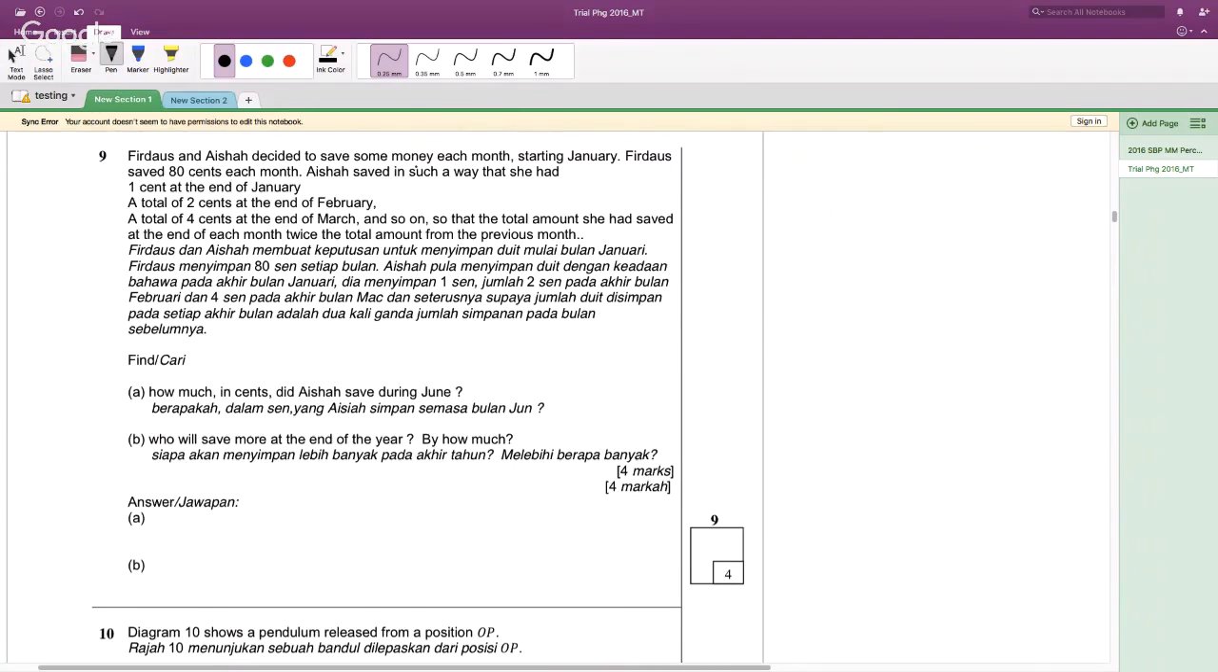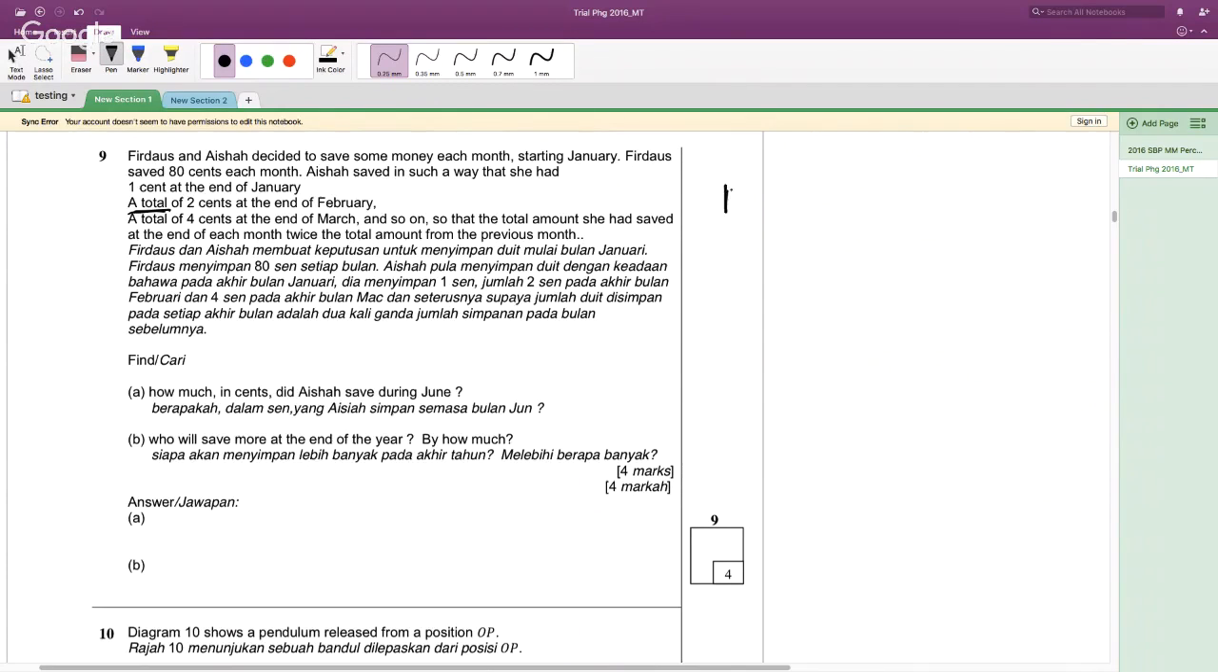So okay, F and A decide to save some money each month, starting in January. So F saves 80 cents each month. A saves in such a way that she has 1 cent at the end of January, and total is a very important keyword here. Okay, so a total of 2 cents at the end of February, and a total of 4 cents at the end of March, and so on. So the total amount she has saved at the end of the month is twice the total amount from the previous month.